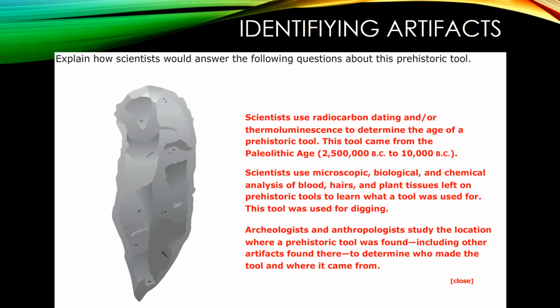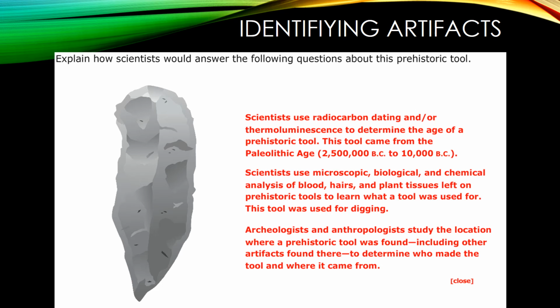Scientists use microscopic biological and chemical analysis of blood, hairs, and plant tissues left on prehistoric tools to learn what a tool was used for. Say this tool was used for digging. What they might have found is different minerals from the dirt of the area it was from, maybe plant parts, biological remnants that they can study in the lab.